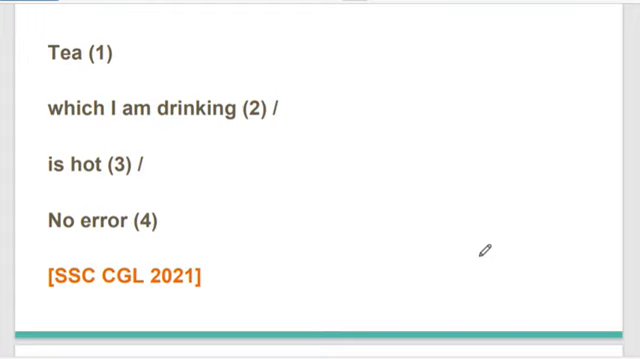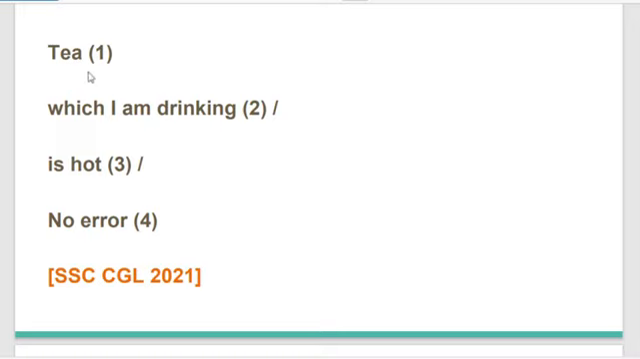Now coming to a very easy one. Let's try to find out what is the correct answer for this question. Alright. Tea which I am drinking is hot. It's a very easy question, and this question we have faced in SSC CGL 2021. Let's reread the question. Tea which I am drinking is hot. Very easy to find out.